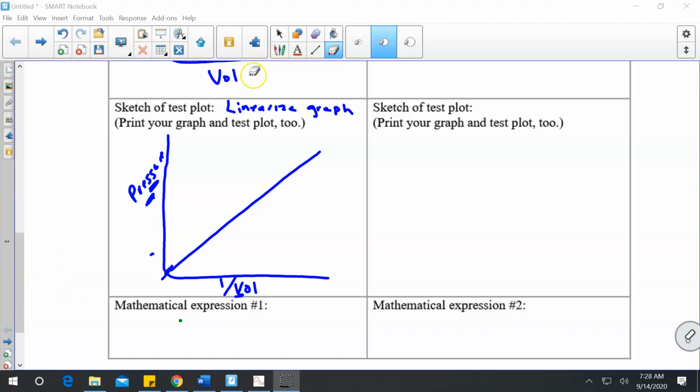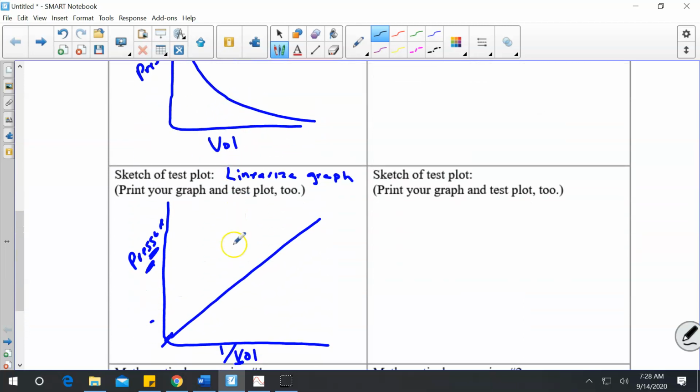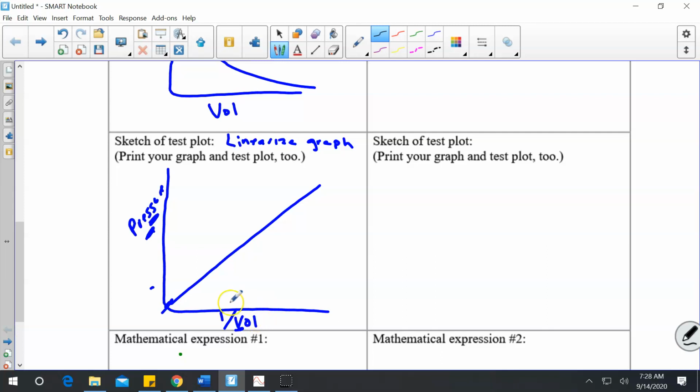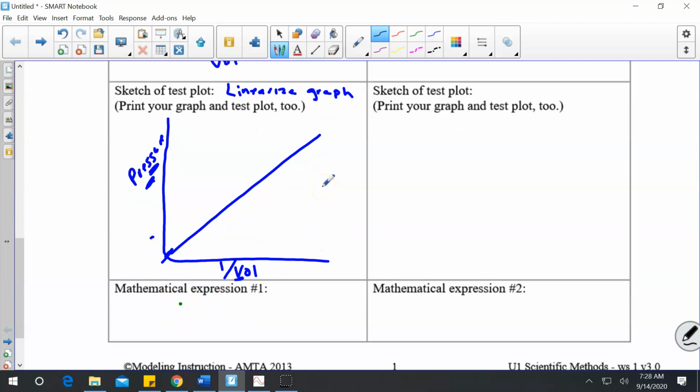So this is what our graph was. At first it was an inverse relationship, and then we plotted 1 over the volume, and we got a linear relationship. So to write the mathematical expression, this means we want to write the equation from the linear graph.